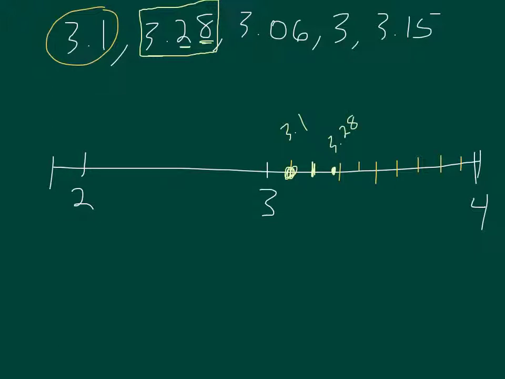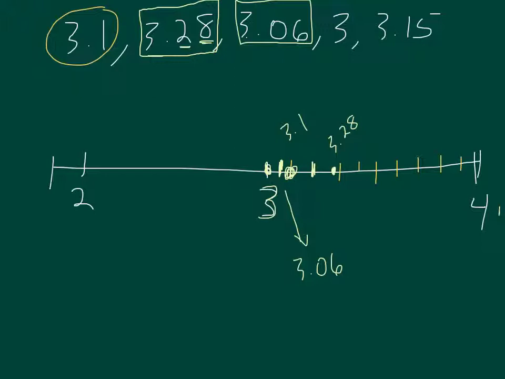And then the next number would be 3 and 6 hundredths. So we go 3, and it doesn't even go to 1/10. It's a little bit less than 1/10. It would be right there, which is 3 and 6 hundredths. So since there's a 0 in the tenths place, we don't even make it to the 3 and 1/10. And then we have 3, which would be right there, and it's already labeled 3. And then we have 3 and 1/10 and 5 hundredths, or 3 and 15 hundredths.